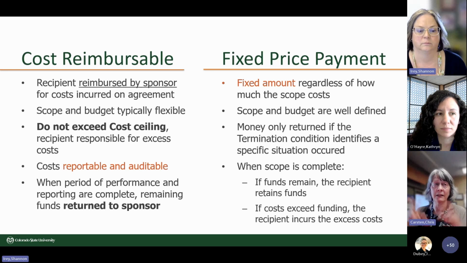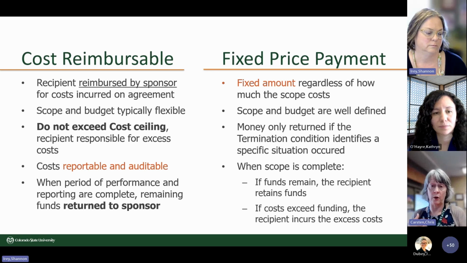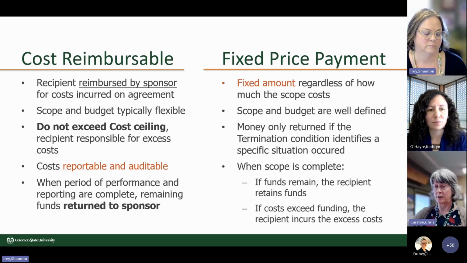So there are, again, in the world, constantly evolving situations where we are either getting or issuing a fixed price subaward. We might do this, even though we got a grant, we might give a fixed price award to our subrecipient for certain situations.